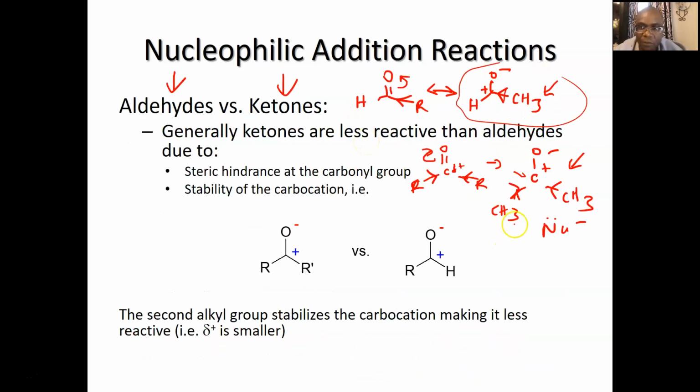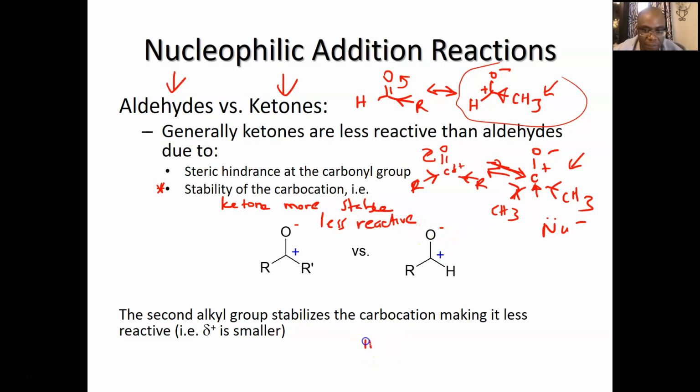So if the plus character is quenched, as in what we see in ketone, then this carbon right here has less of a plus character, and the nucleophile is less likely to attack it. So point number one, stability of the carbocation. So ketones are more stable because they have at least two carbon-containing alkyl groups quenching the plus character. Because they are more stable, they are less reactive than aldehydes.